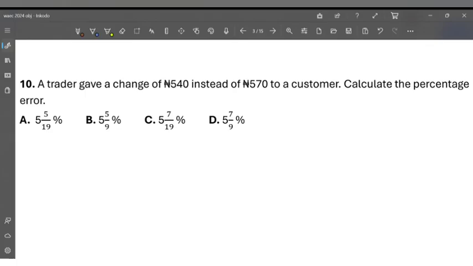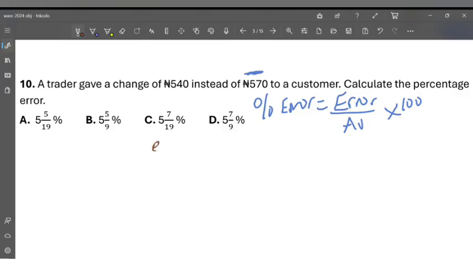All right, so we have question number 10. It says that a trader gave a change of 514 naira instead of 517 naira to a customer. Calculate the percentage error. We know the formula for percentage error is equal to error over the actual value times 100. Are we given the actual value in this question? Yes, 517 naira is the actual value you're supposed to give. But what is error? We are not given error directly. However, we are given what we can use to calculate error. So we know that error is equal to the wrong value minus the actual value.